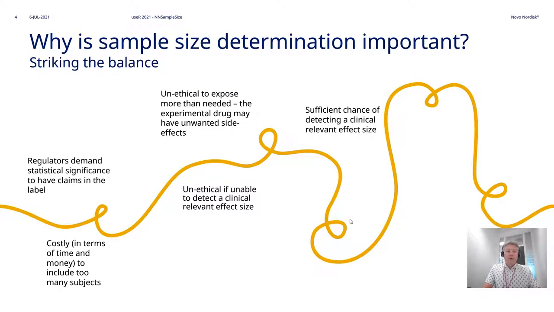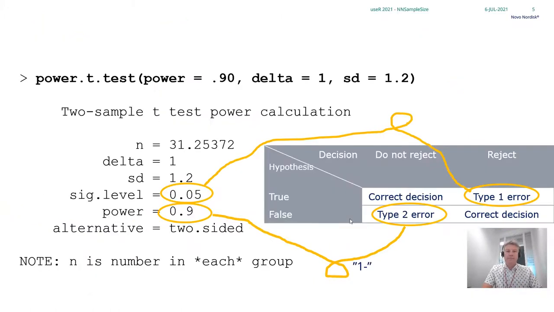We need to strike a balance. The regulators demand statistical significance to have claims in the label, but it's also costly in terms of time and money to include too many subjects. So we also need to strike a balance on the ethical side. It's unethical to expose more subjects than needed to unwanted side effects that may come from the experimental drug, but it's also unethical if we are not able to detect a clinically relevant effect size. We need a sufficient chance of detecting the relevant effect size.